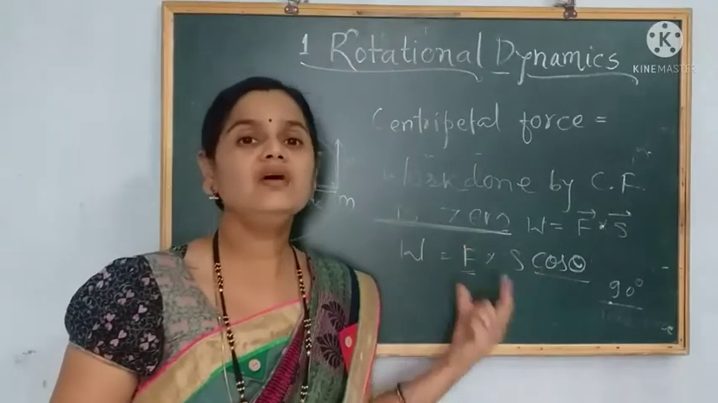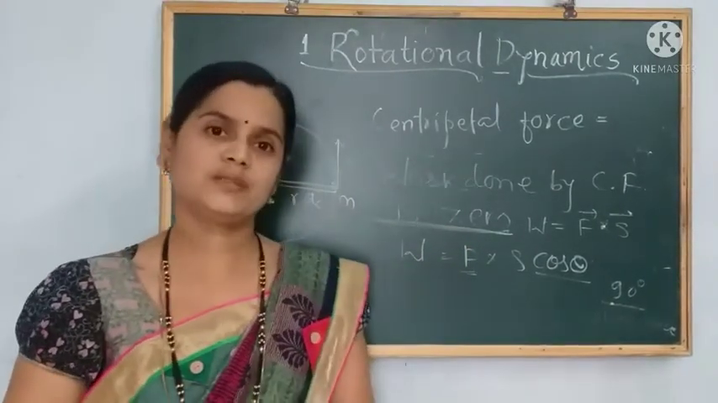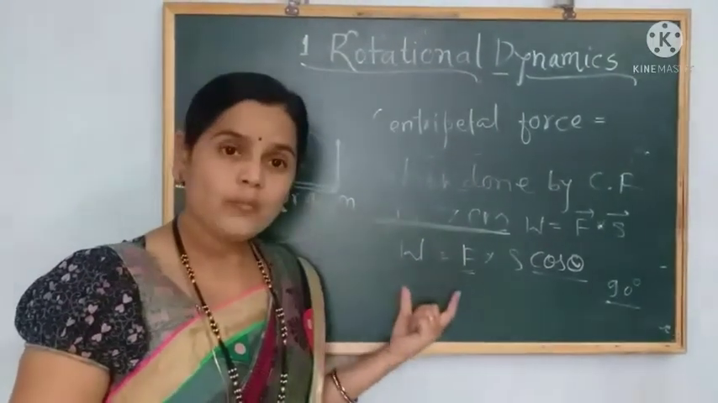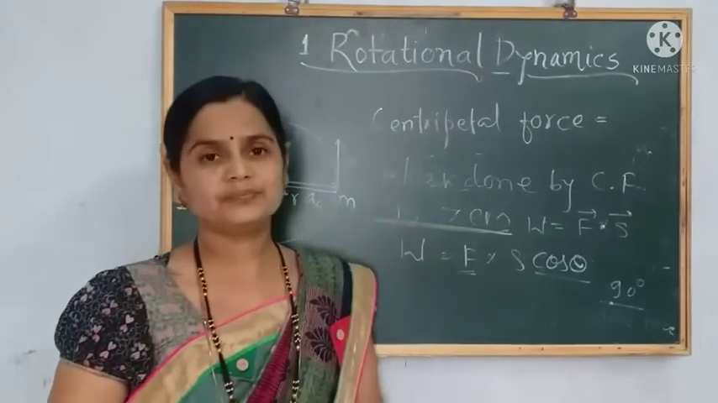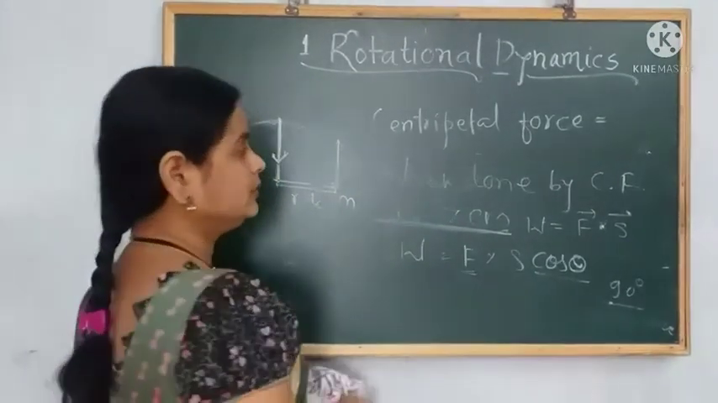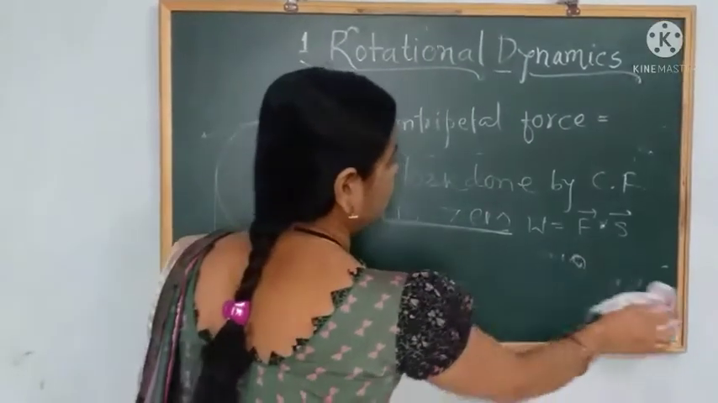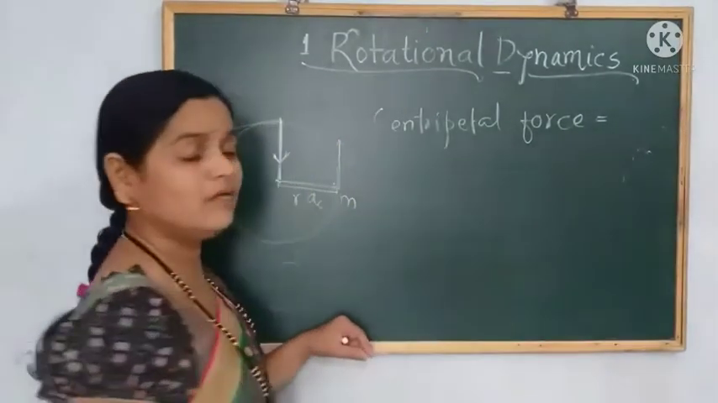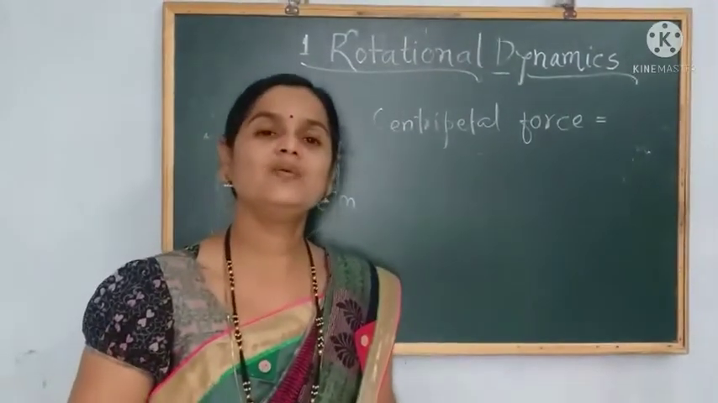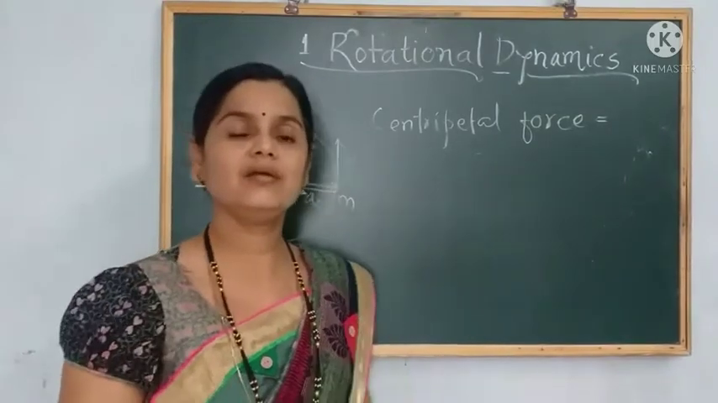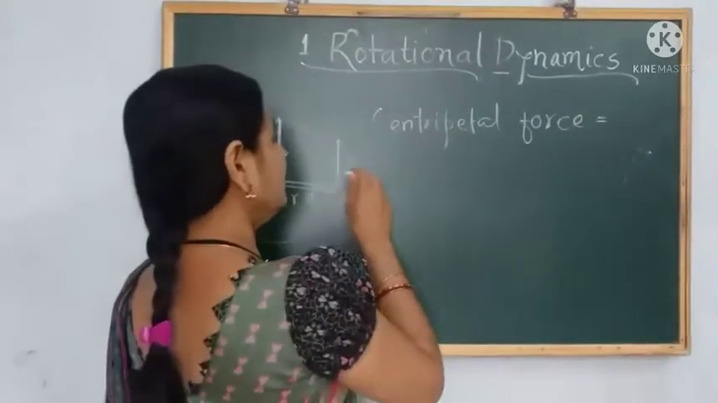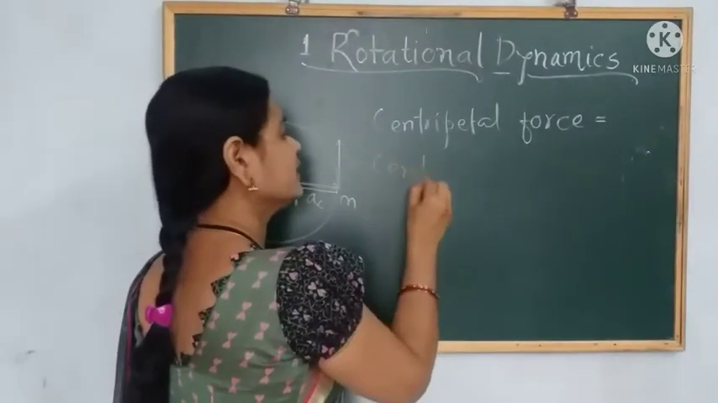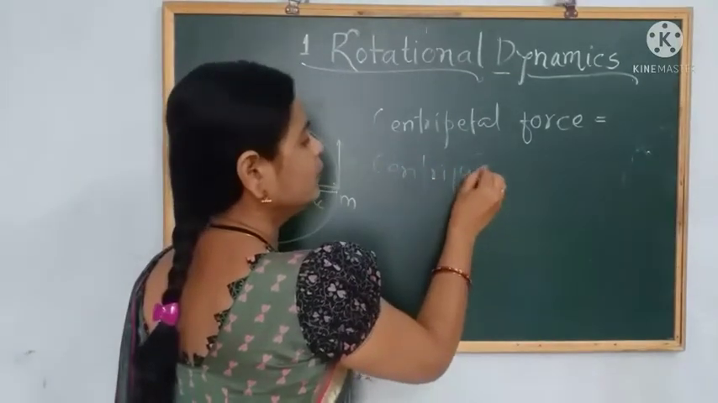So it is in the inertial frame of reference. It is a real force, and it obeys Newton's laws of motion. Now, the other force which is exactly opposite to this centripetal force, opposite in the sense that its direction is opposite to the centripetal force, we call it the centrifugal force.